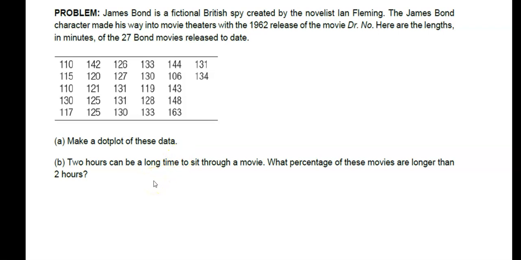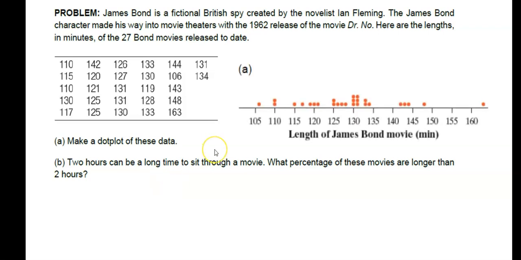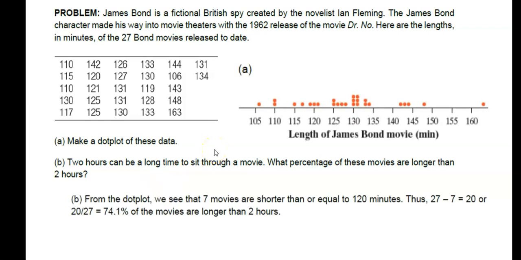How many of the values are more than that? That would be 20 out of 27. So you would say 20 out of 27, which is 74.1% of the movies are longer than 2 hours because 7 of them are 2 hours or less, according to the dot plot.